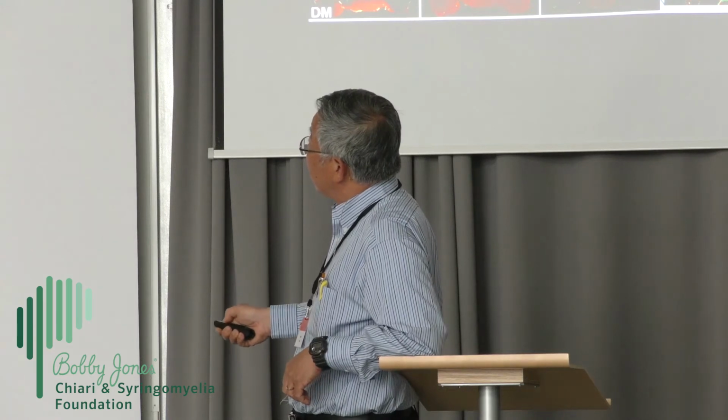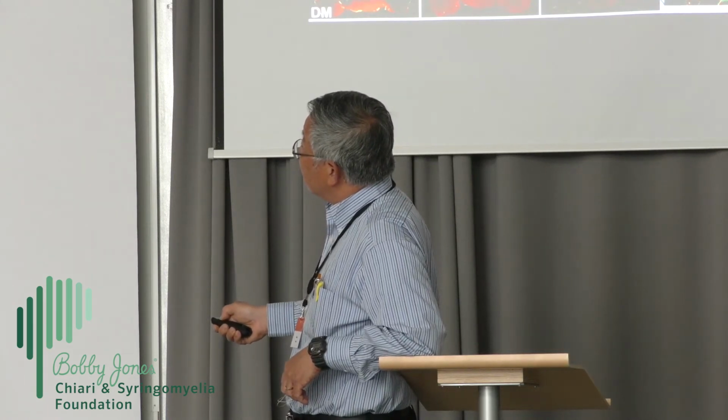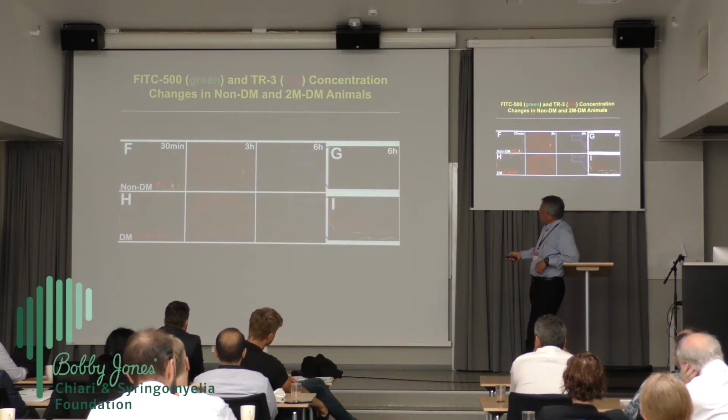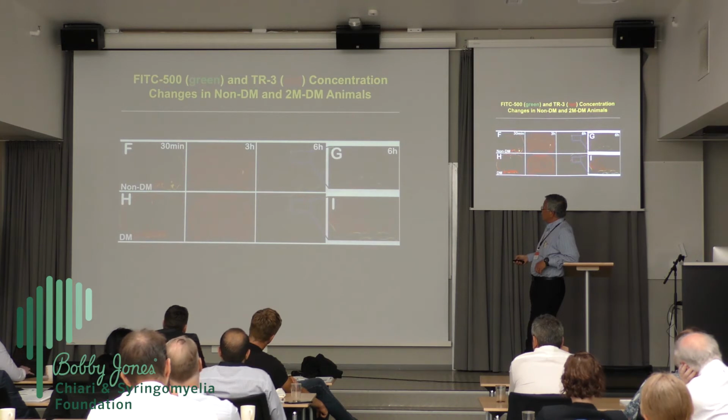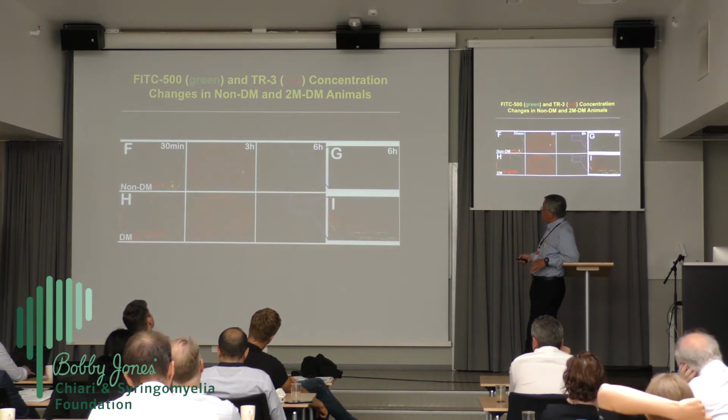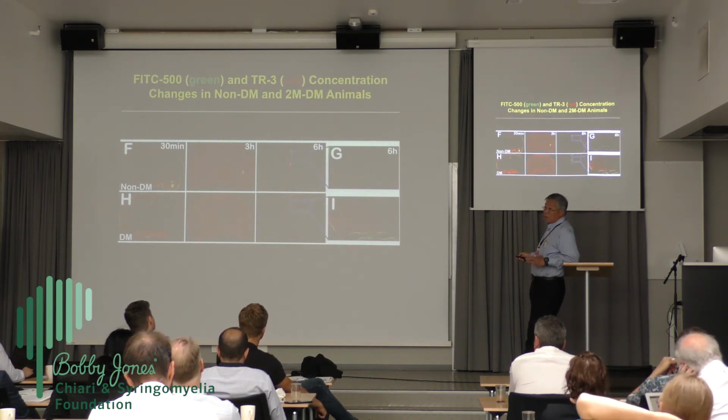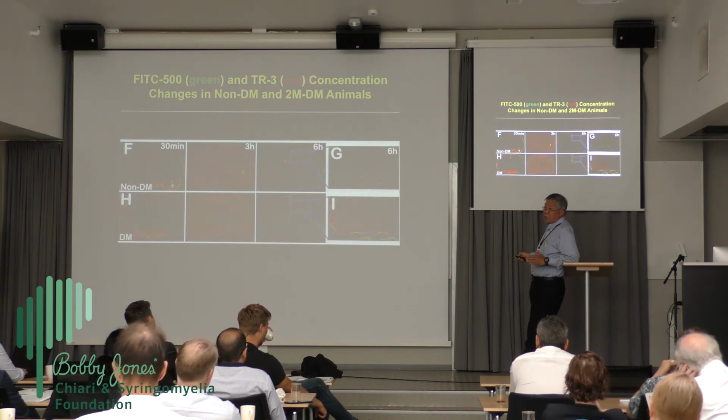And then you can see at 30 minutes the mouse has tracer around the paravascular para-artery space, and 3 hours after, you can see the whole brain has the tracer. 6 hours after, in the control, you actually see most of the fluorescent agent cleaned out.